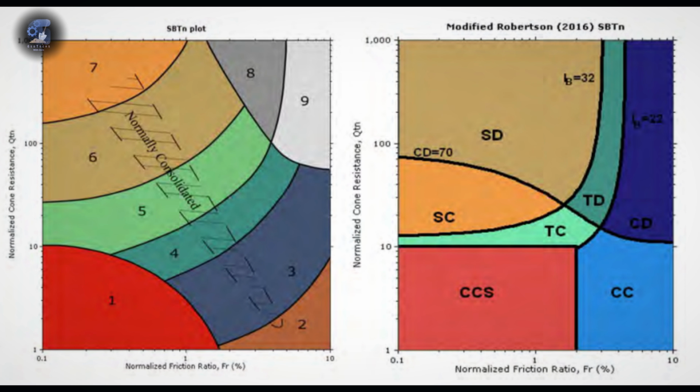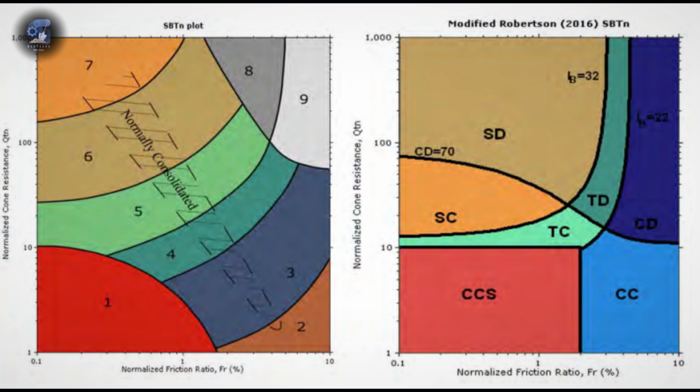So, how does the interpretation work? In 1986, Robertson developed a soil behavior type chart to help classify the soil type from basic CPT parameters. You see, Robertson realized that there was a correlation between the cone resistance and the sleeve friction with the type of soil being penetrated. The soil behavior type chart, or SBT chart, looks like this.